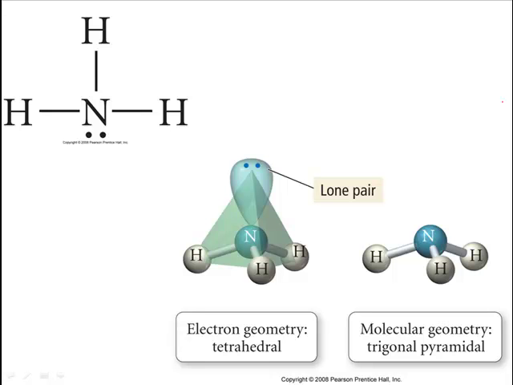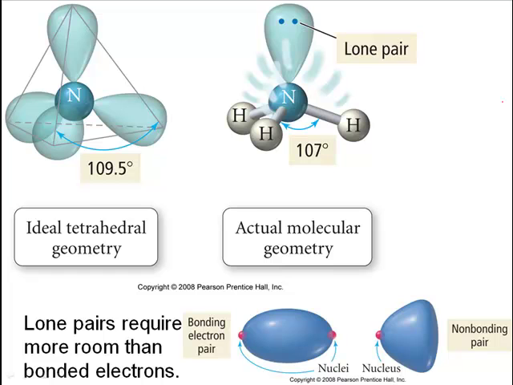NH3 here is a tetrahedral electron geometry molecule. The lone pair causes a repulsion, and the general shape, when you don't have an H here, is a trigonal pyramidal shape. The ideal tetrahedral angle should be 109.5 degrees. But because of this lone pair, what does it change the angle to? 107. Does that make sense why it would do that?